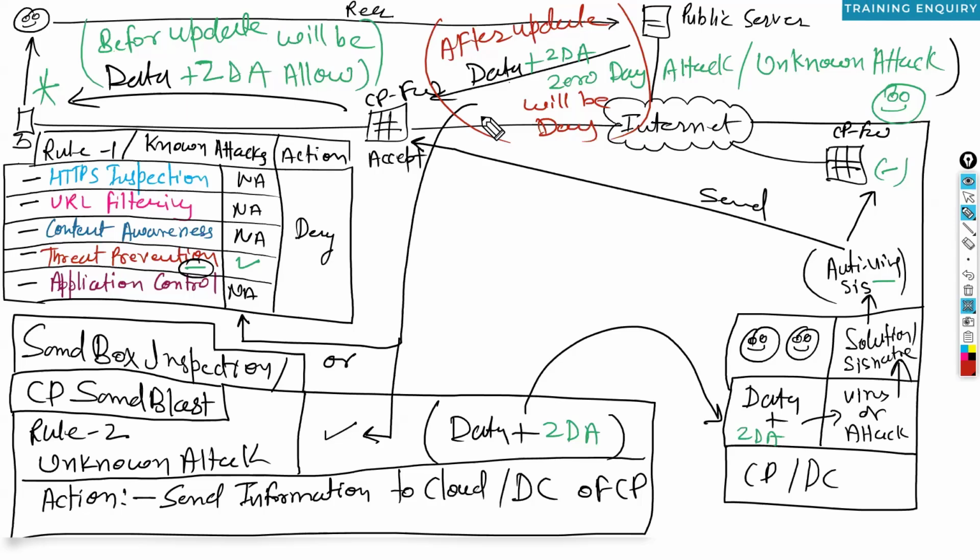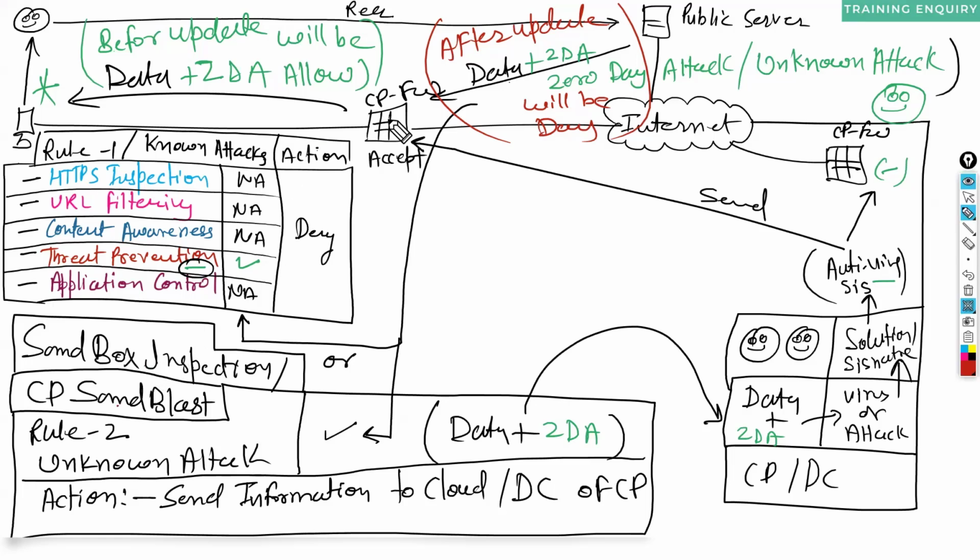In Checkpoint, the sandbox inspection capability is known as Checkpoint Sandblast, and the same concept is called WildFire on Palo Alto. If this is a Palo Alto firewall, this sandbox inspection is called WildFire. If this is a Cisco device, the same capability is called Talos. So this was something about what Checkpoint Sandblast is. Checkpoint Sandblast is actually sandbox inspection.